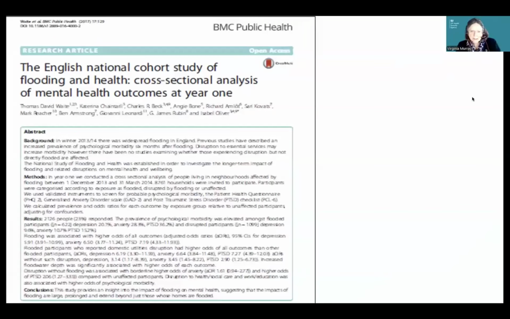And one of the things that I thought I should share with you is the English National Cohort Study of Flooding and Health. It's a cross-sectional analysis of mental health outcomes at year 1, and it was repeated at year 3. And it was done by my great colleague, Tom Waite, who is now our Deputy Chief Medical Officer for England, and I still work with him pretty closely. And it was just a huge piece of work, and you can see many of my friends who did this.